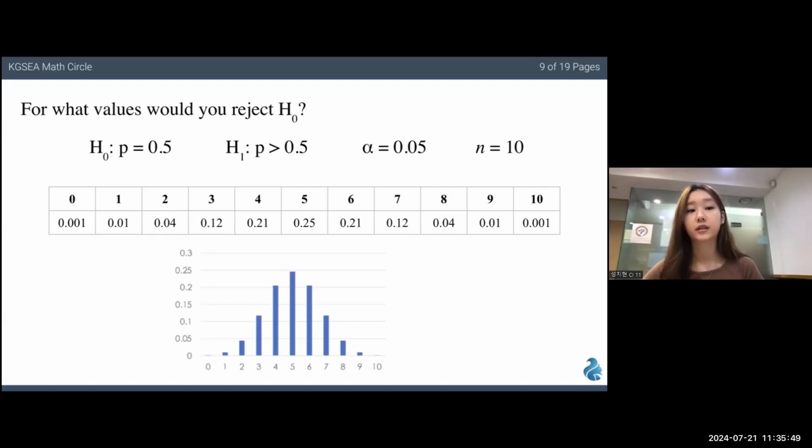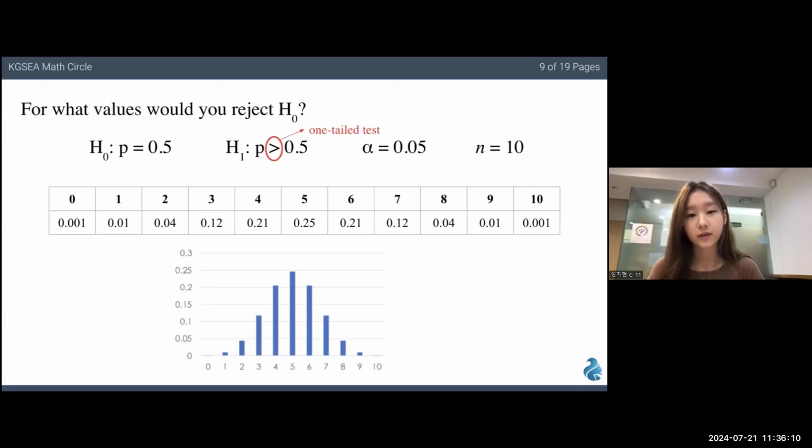How can we find the critical region? So in this case, for what values would you reject the null hypothesis? The null hypothesis is where p equals 0.5, the alternative hypothesis is where p is greater than 0.5, the significance level is 0.05, in other words 5%, and we'll have 10 trials.